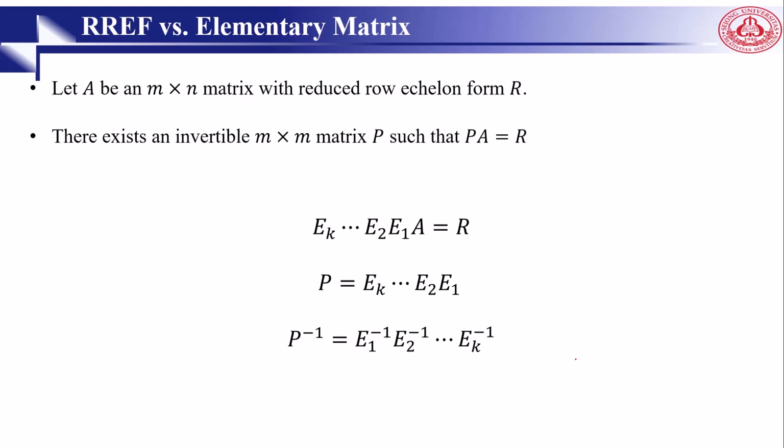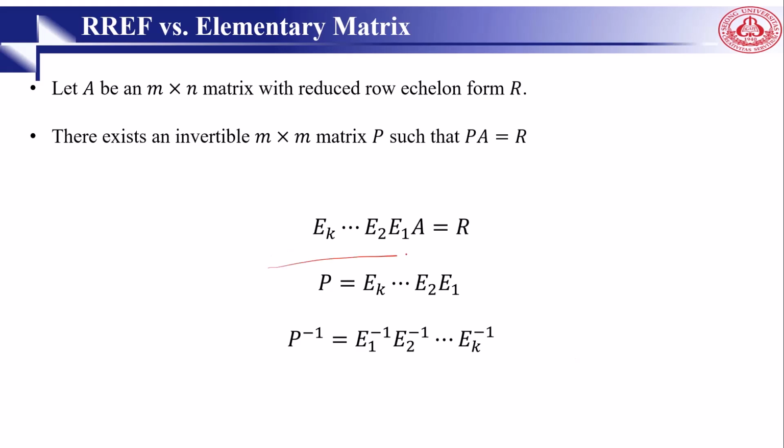So RREF is a specific form that a matrix can be reduced to through a series of operations. RREF is a way of representing a matrix to make its properties and solutions more apparent. Elementary matrices, on the other hand, are tools used to perform specific row operations on matrices. They are constructed in such a way that when multiplied with another matrix, they apply a particular row operation.